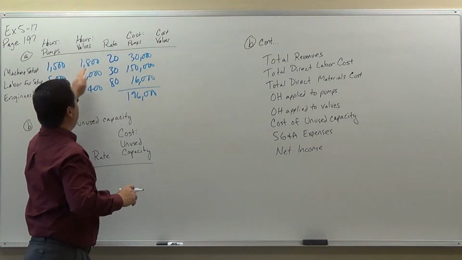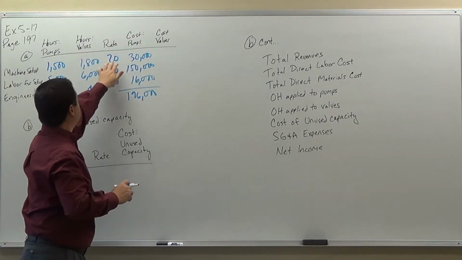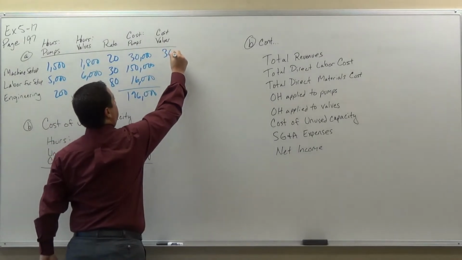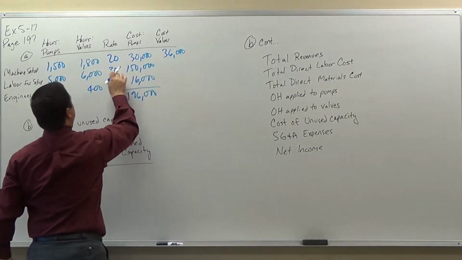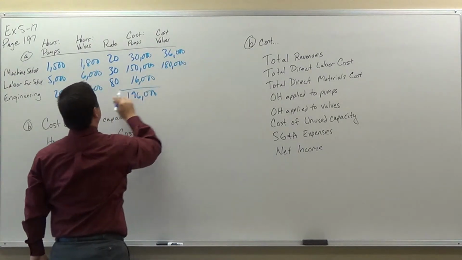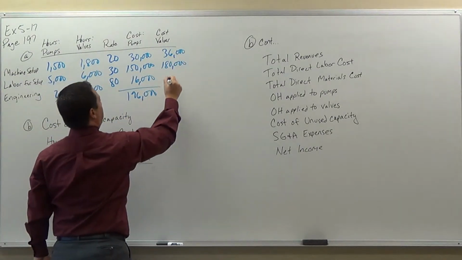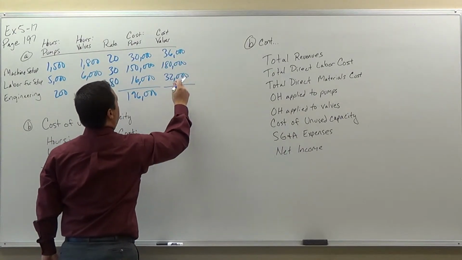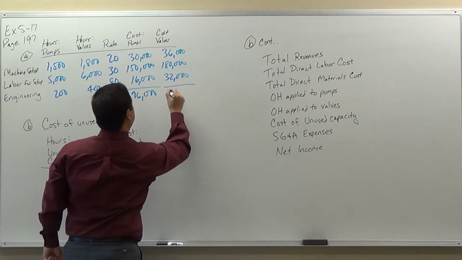Now I'm going to do the valves. So I'm going to take my hours of valves right here times the rate here. So I have my 20 times that, which is 36,000. Then my 30 times the 6,000 here gives me 180,000. And then my 80 times the 400, which gives me 32,000. Total all that up, looks like that is 248.